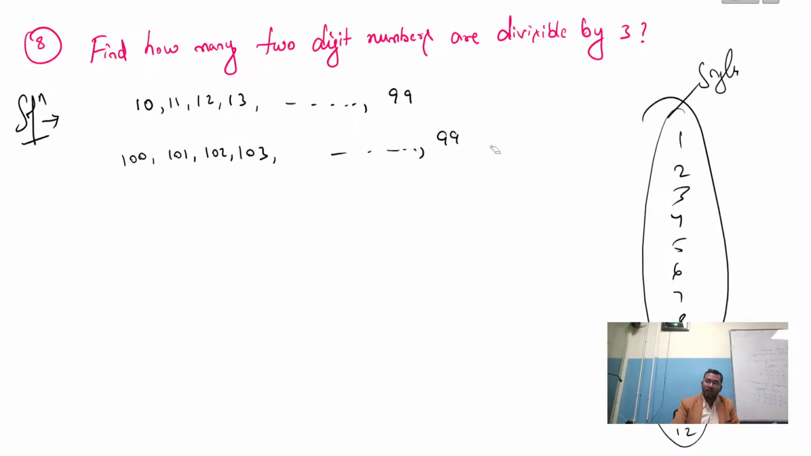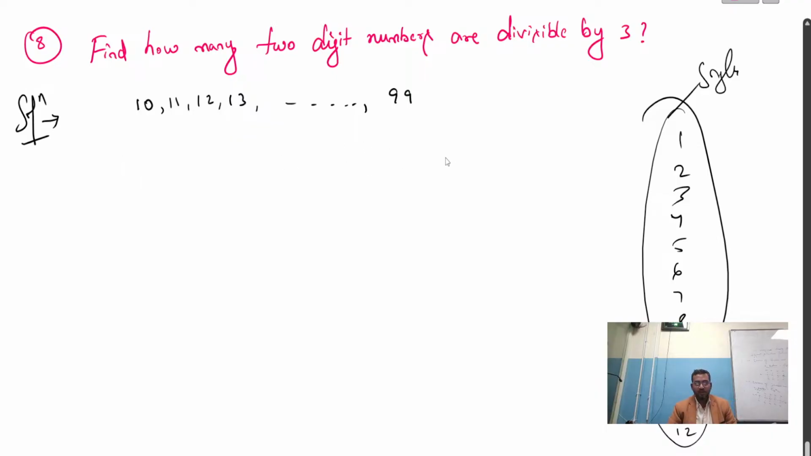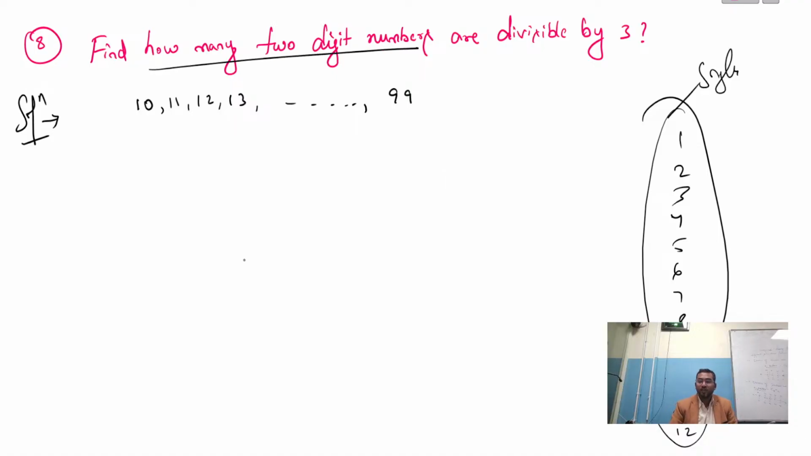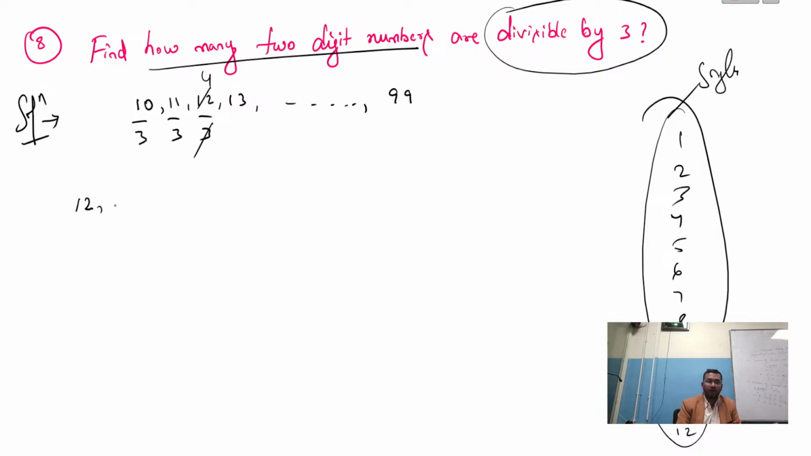Understood how to assume? First you write all the two-digit numbers. But here the condition is how many two-digit numbers are divisible by 3. Now check one by one. Which are divisible by 3? 10 by 3? No. 11 by 3? No. 12 goes with the 3 table, right? 3 fours are 12. So 12 is divisible by 3. So 12 plus 3 is 15, 15 plus 3 is 18, and so on.